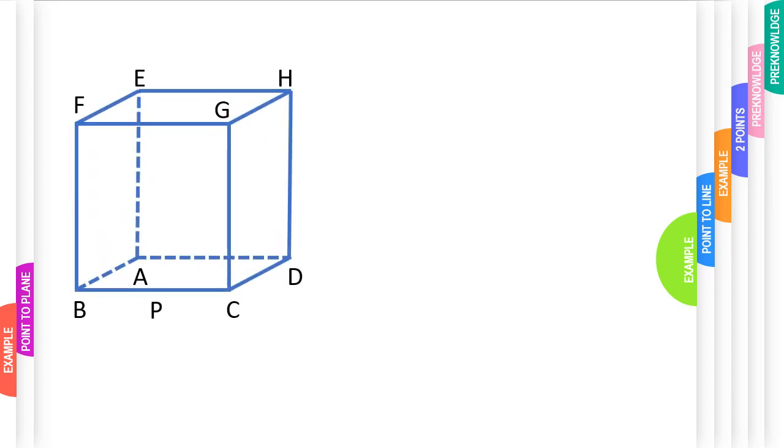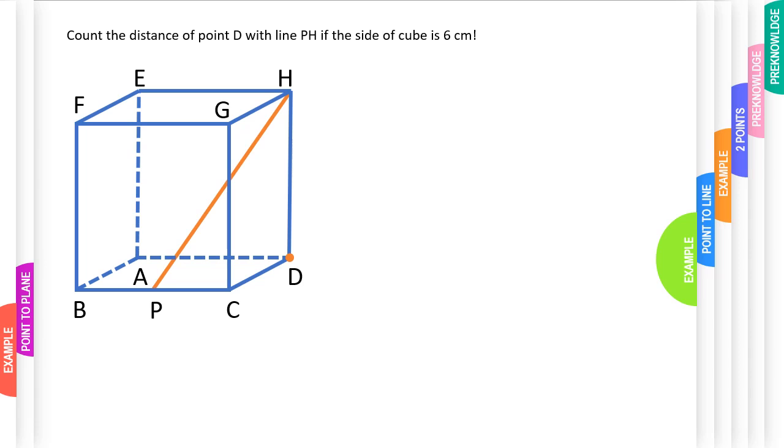Let's learn about the example of determining distance between point and line. We have a cube there. The question is, count the distance of point D with line PH if the side of cube is 6 cm. It's point D and it is line PH. To find distance between point D and line PH, we have to connect them with a straight line and perpendicular to line PH.